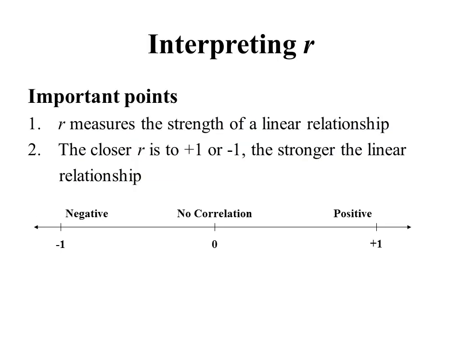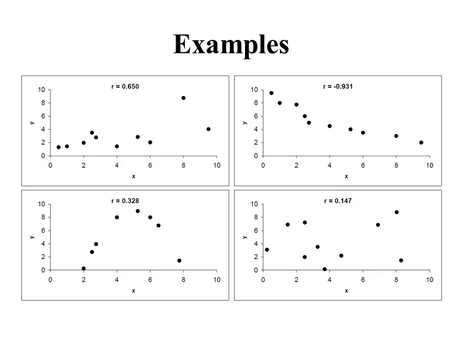So let's summarize these results here in a couple of important points. Number 1, r measures the strength of a linear relationship. And the closer r is to +1 or -1, the stronger the linear relationship. So in terms of a number line here, if we have an r value close to -1, we'd say that it has a strong negative correlation. If it's close to +1, we'd say there's a strong positive correlation. If r is close to 0, we'd say that there's no correlation. So let's illustrate this idea with a few examples. So here we have 4 different sets of data.